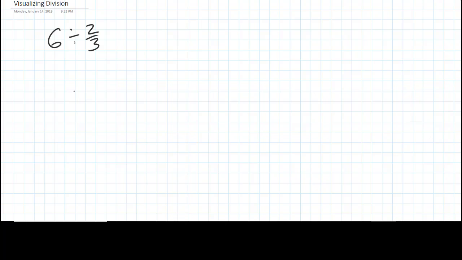The first way we started looking at division, or you guys started when you learned division, was just how many of these, in this case 2/3, goes into 6. In other words, how many groups of 2/3 do we have in 6? So to do this, I'm just going to start by drawing 6 rectangles, because that's how many we're starting with.